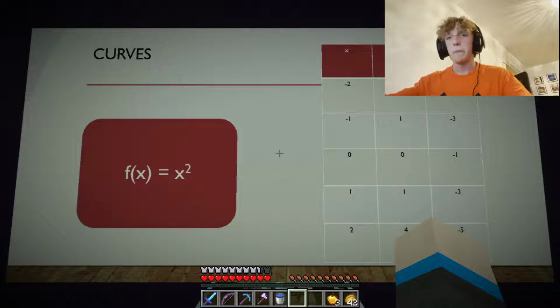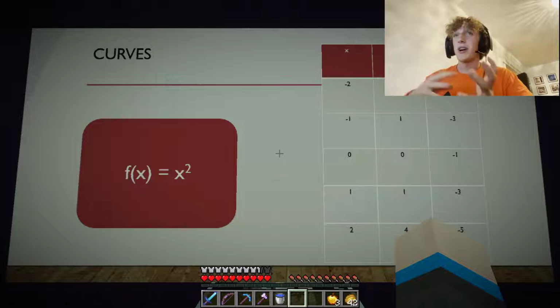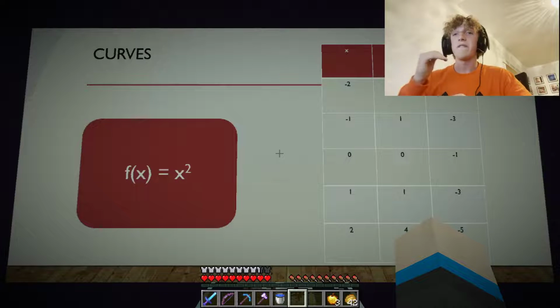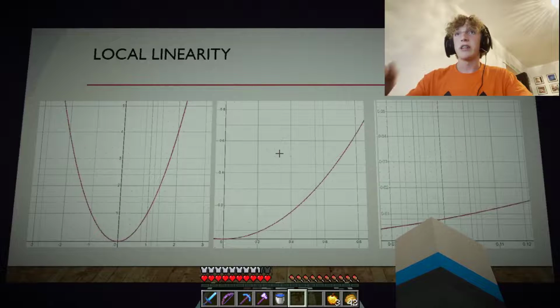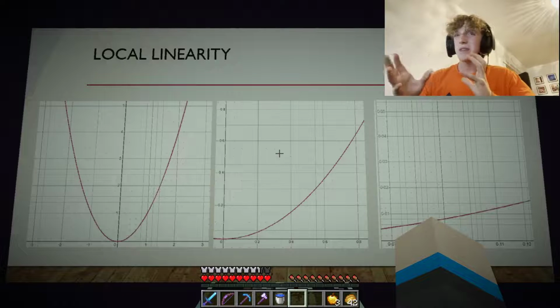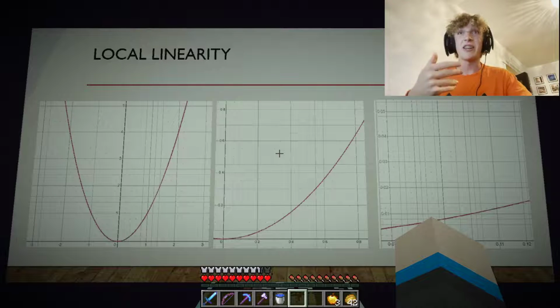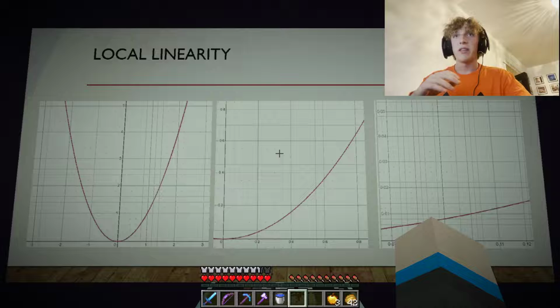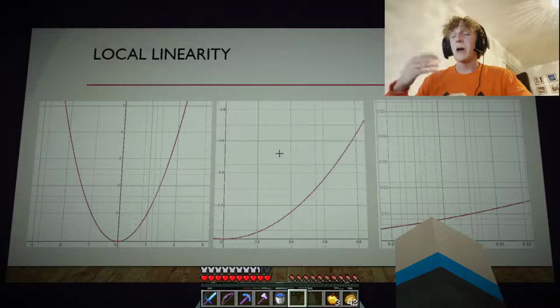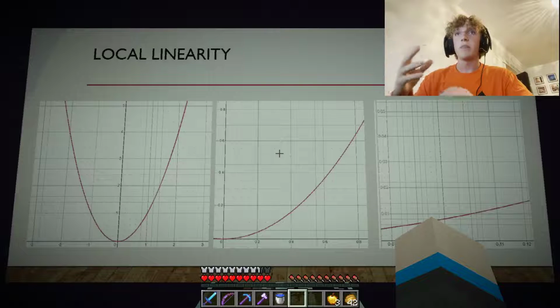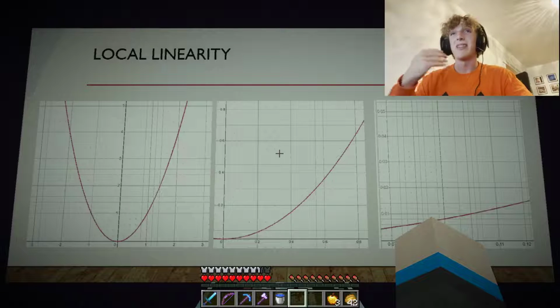Take, for example, x squared. There is no constant rate of change, and this makes determining the instantaneous rate of change very difficult. However, the instantaneous rate of change can still be found, or at least approximated, because of local linearity. As can be seen in the graph of x squared, it begins to look very curvy. However, the further you zoom in, it begins to more and more resemble a line.